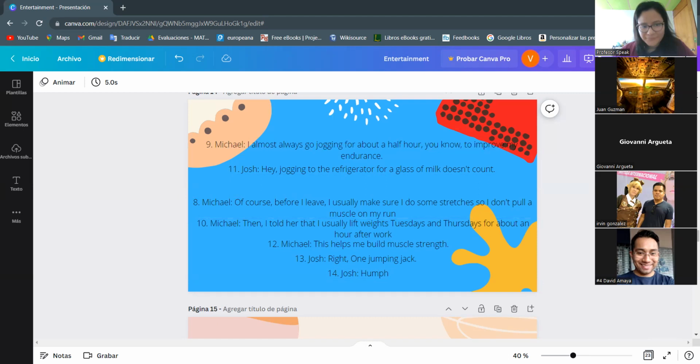Milk doesn't count. For about a half hour, to improve my endurance. Hey, jogging in the refrigerator for a glass of milk doesn't count. And of course, before I leave, I usually make sure to do some stretches so I don't pull a muscle on my run. Right, one jumping jack. Then I told her that I usually lift weights Tuesdays and Thursdays for about an hour after work. This helps me build muscle strength.